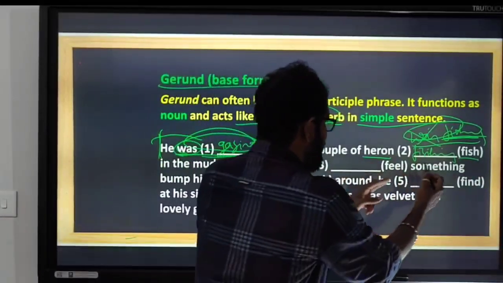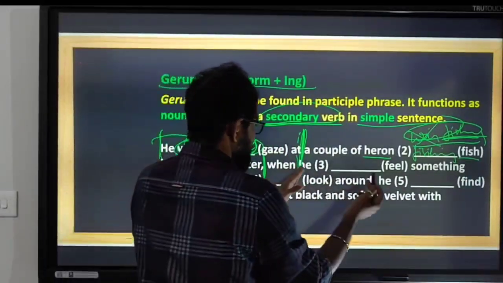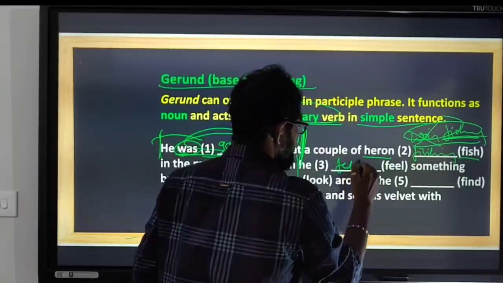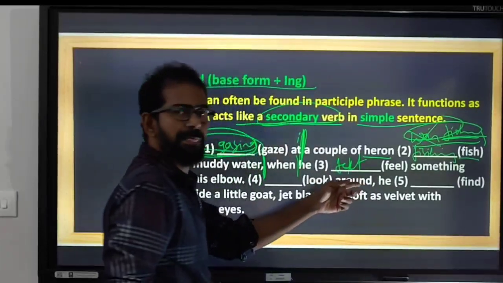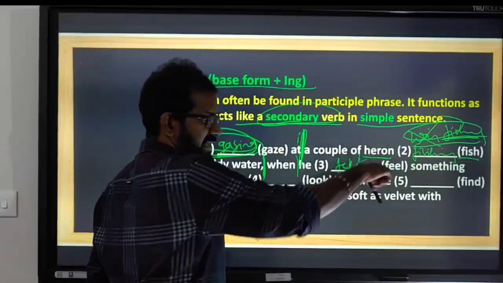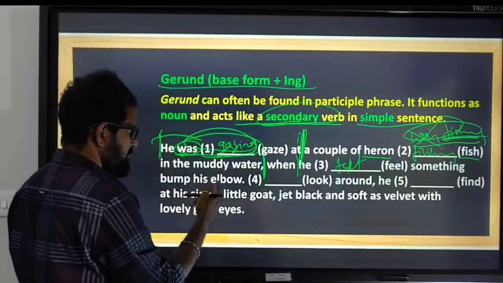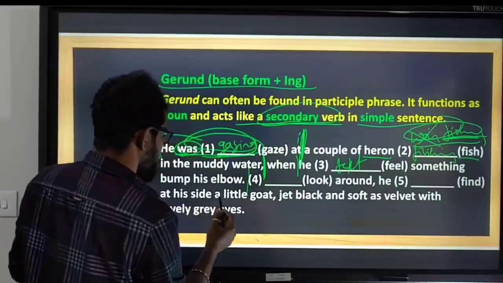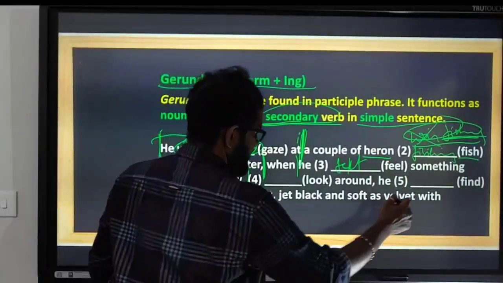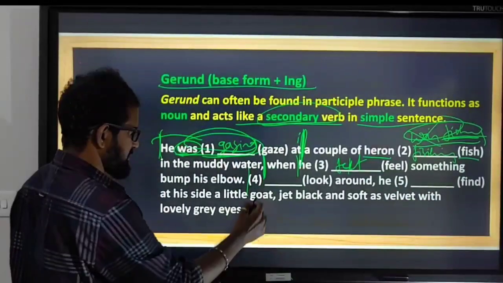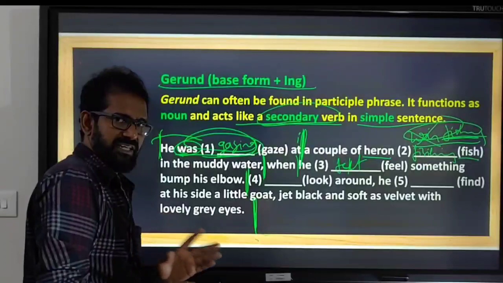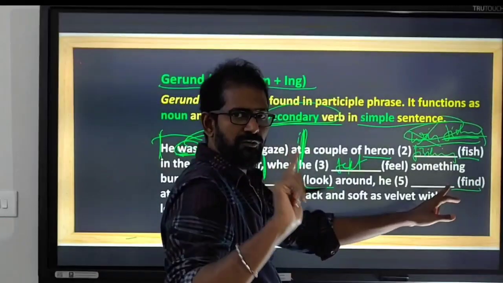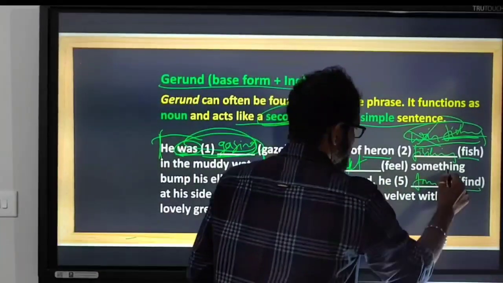When he feel something bump his elbow. It is another sentence. So we just go with the main verb after the subject, felt. We need to write it in past tense, the paragraph being in past tense. Felt something bump his elbow. Another: look round, he find at his side a little goat, jet black and soft as velvet with lovely grey eyes. Now this is supposed to be a simple sentence again. And two verbs: look, find. After the subject, we always go for the main verb. So here we write found, V2.